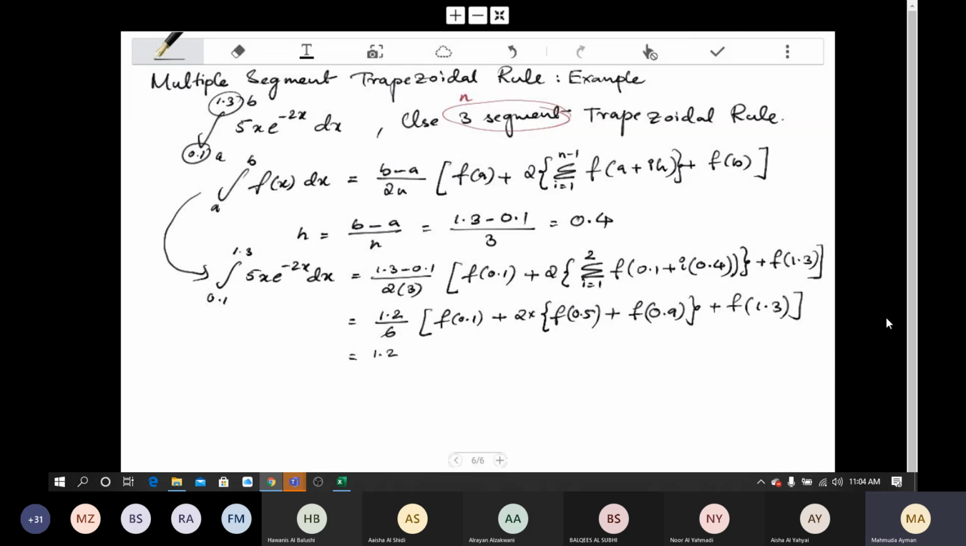So if I write it all down, we'll have here 5 times x, which is 0.1, times e to the power minus 2 times 0.1, plus we have 2 times, in bracket, 5 times 0.5 times e to the power minus 2 times 0.5, plus 5 times, so I'm putting all these values inside the function, right? 2 times 0.9, and if I make a mistake, do let me know, because it's a lot of things I have to focus on at one time. So e to the power minus 2 times 1.3.